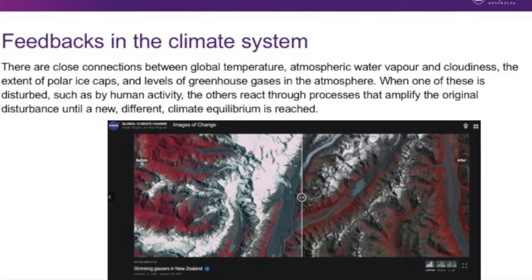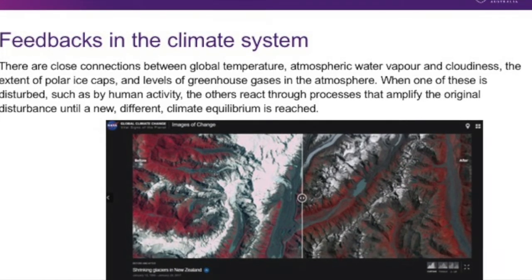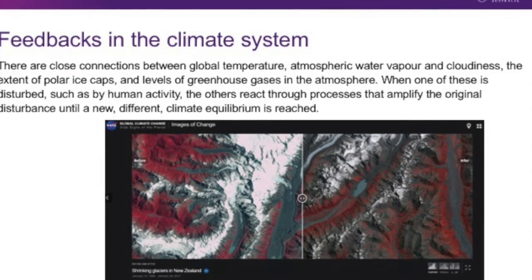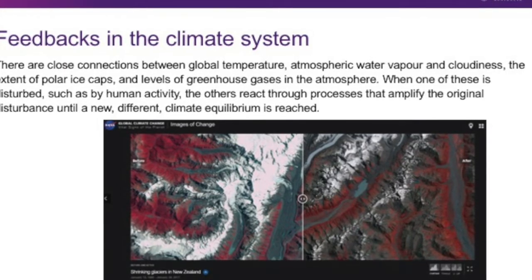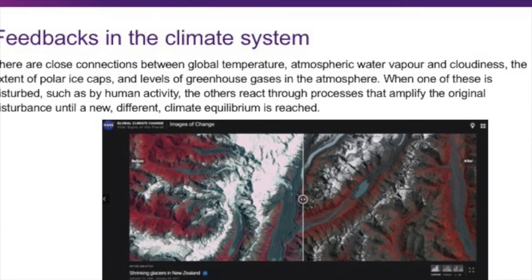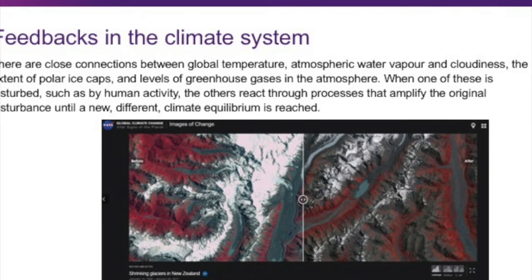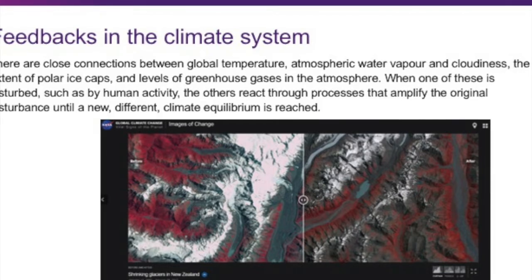So to start with, we're going to understand that there are close connections between global temperature, atmospheric water vapor, and cloudiness. There are also connections in the extent of polar ice caps and levels of greenhouse gases in the atmosphere. When one of these is disturbed, such as by human activity, the others react through processes that amplify the original disturbance until a new, different climate equilibrium is reached.